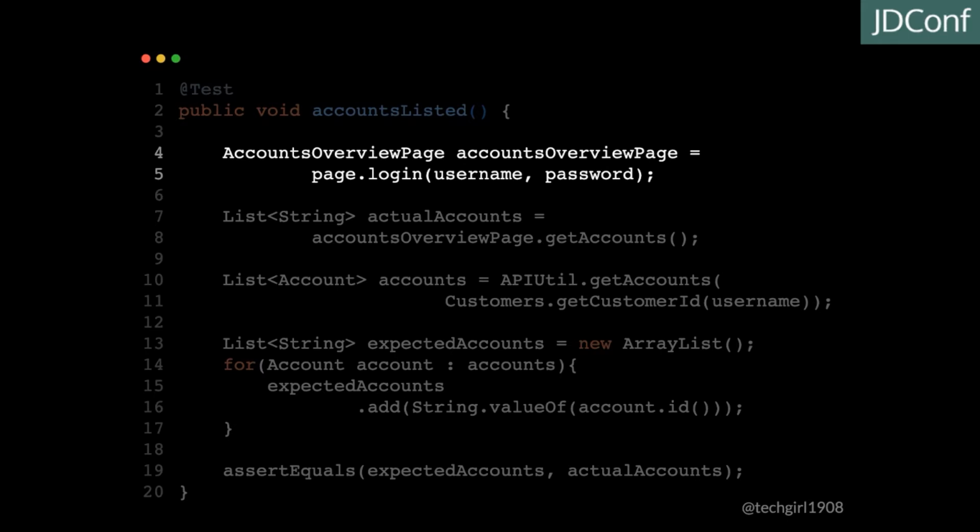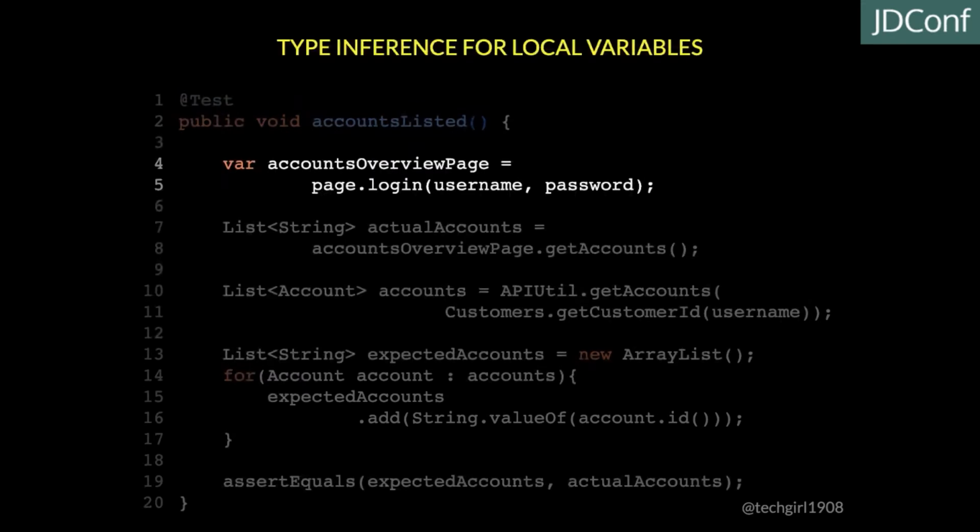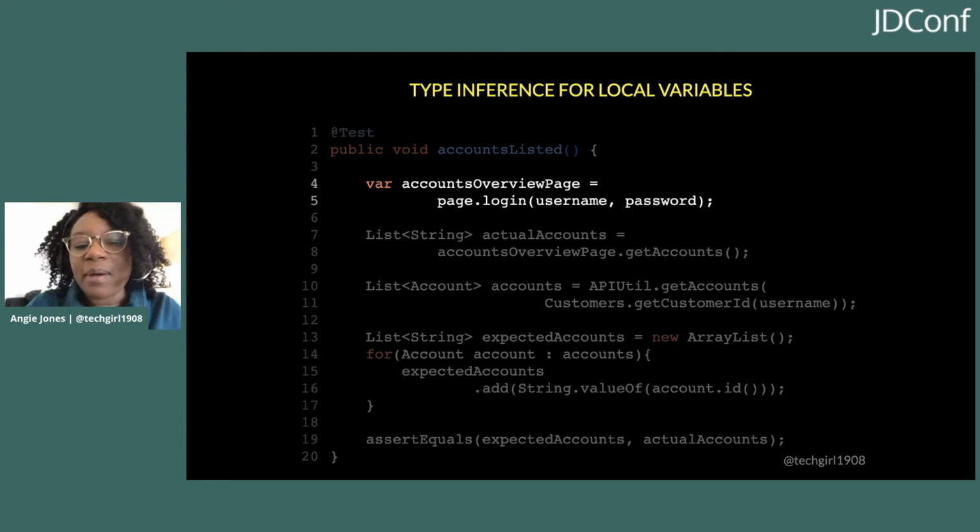But in version 10, Java introduced type inference for local variables. And what this means is that instead of explicitly declaring the object or variable's type, we can instead use this keyword var. And Java will infer what the type is based on what's being assigned to it. Now, this is probably my favorite new feature in Java because you know how long our class names can get, right? And so I get to eliminate a little bit.